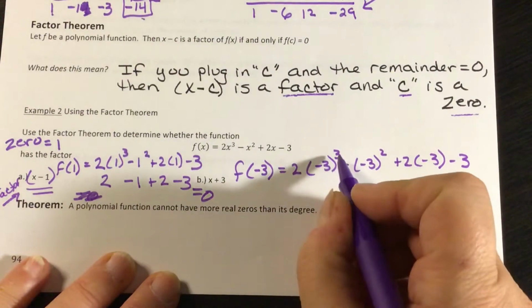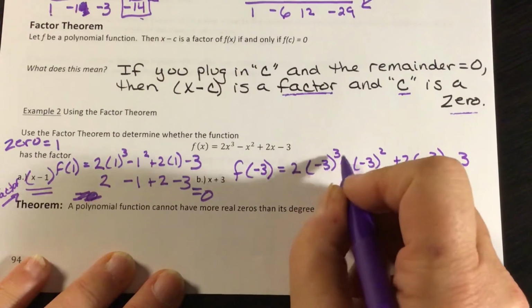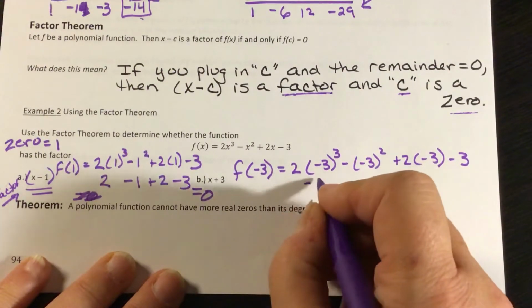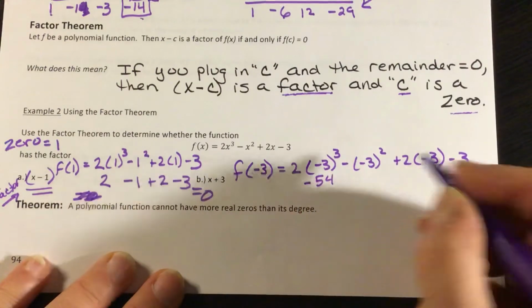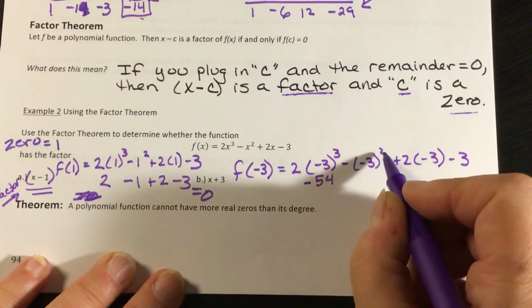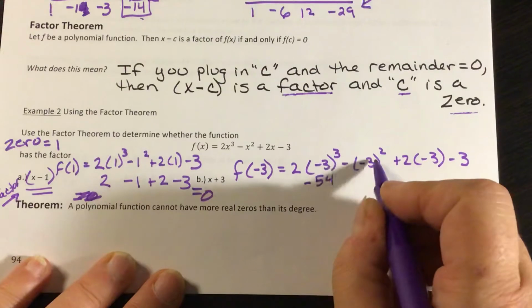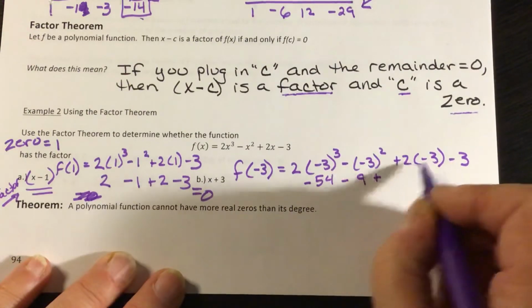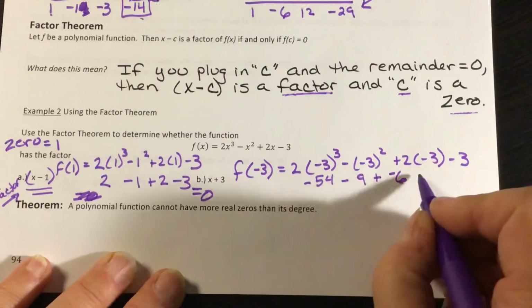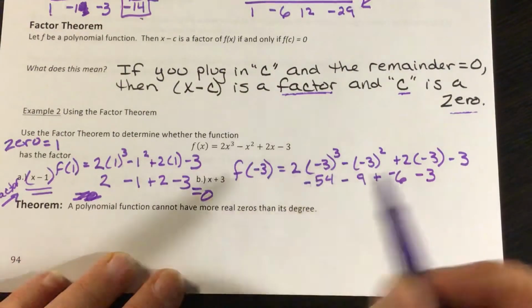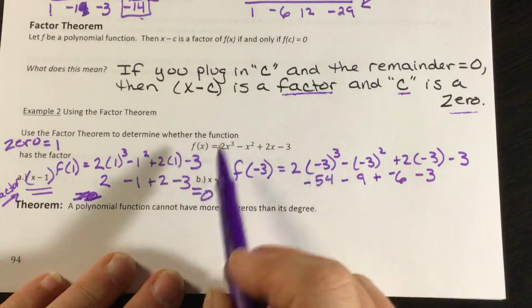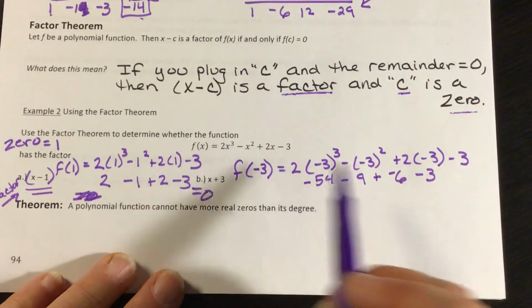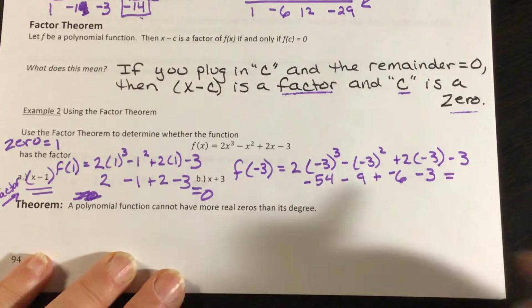So I have negative 3 to the third power is negative 27, and then times 2 would be negative 54. Negative 3 squared is positive 9, so I'm going to subtract 9. Plus 2 times negative 3 is negative 6, then minus 3. Now all I'm asked to do is to find whether this is a factor. So I just need to find out what the remainder here is.